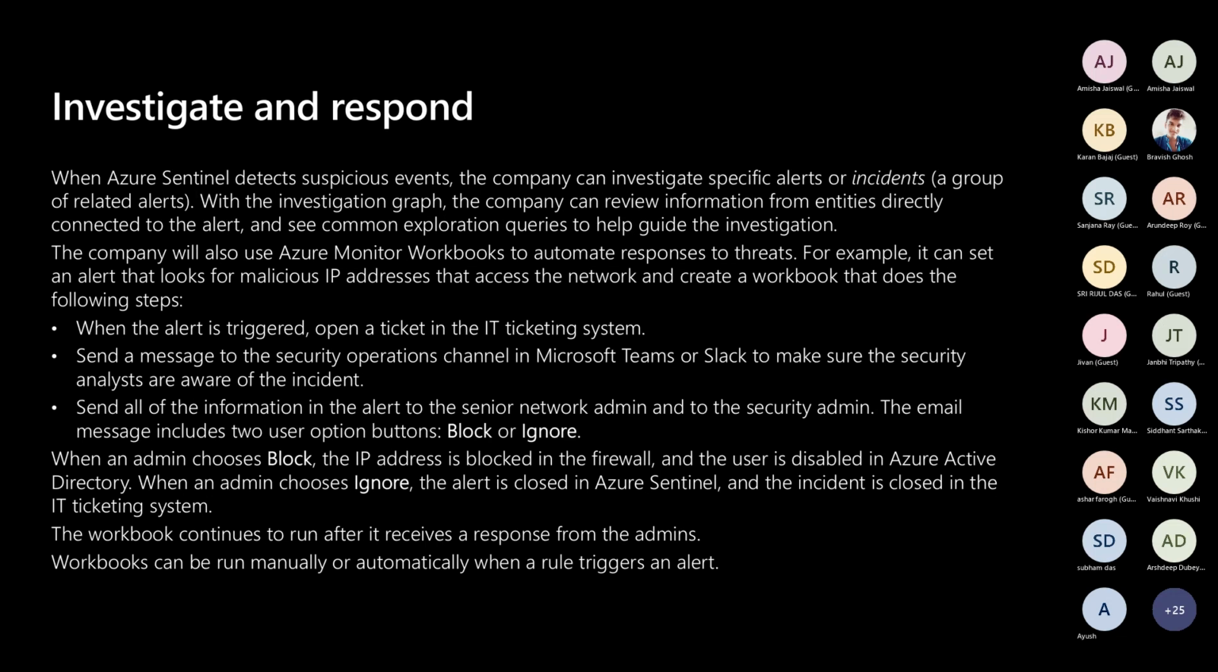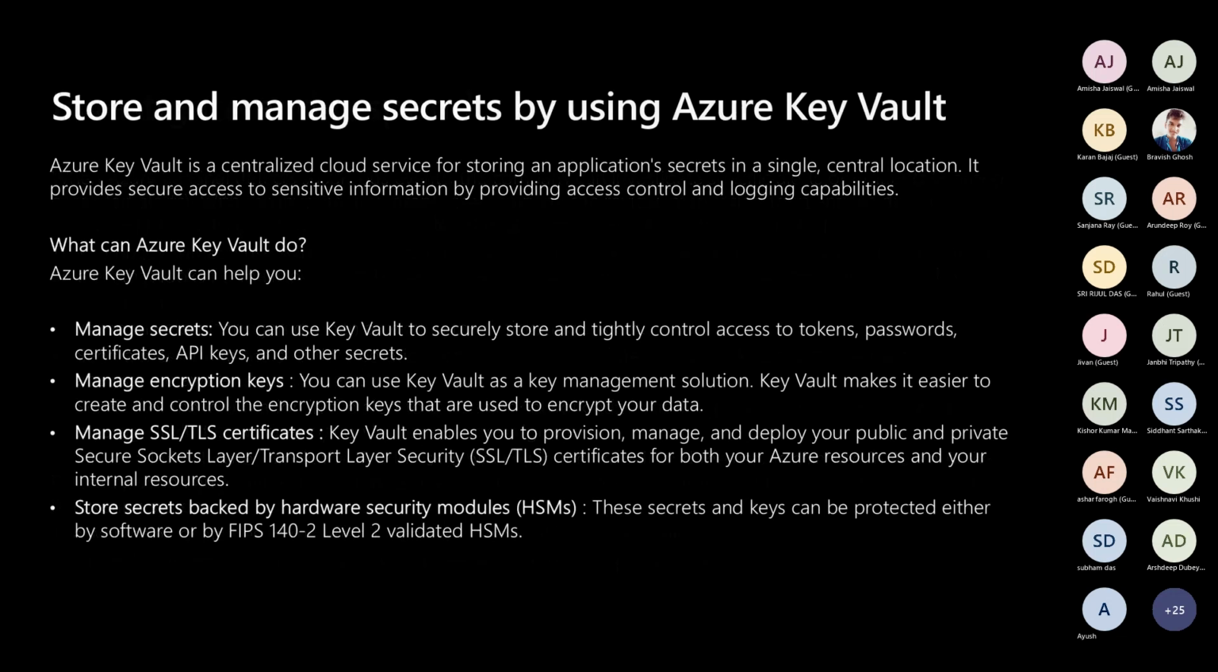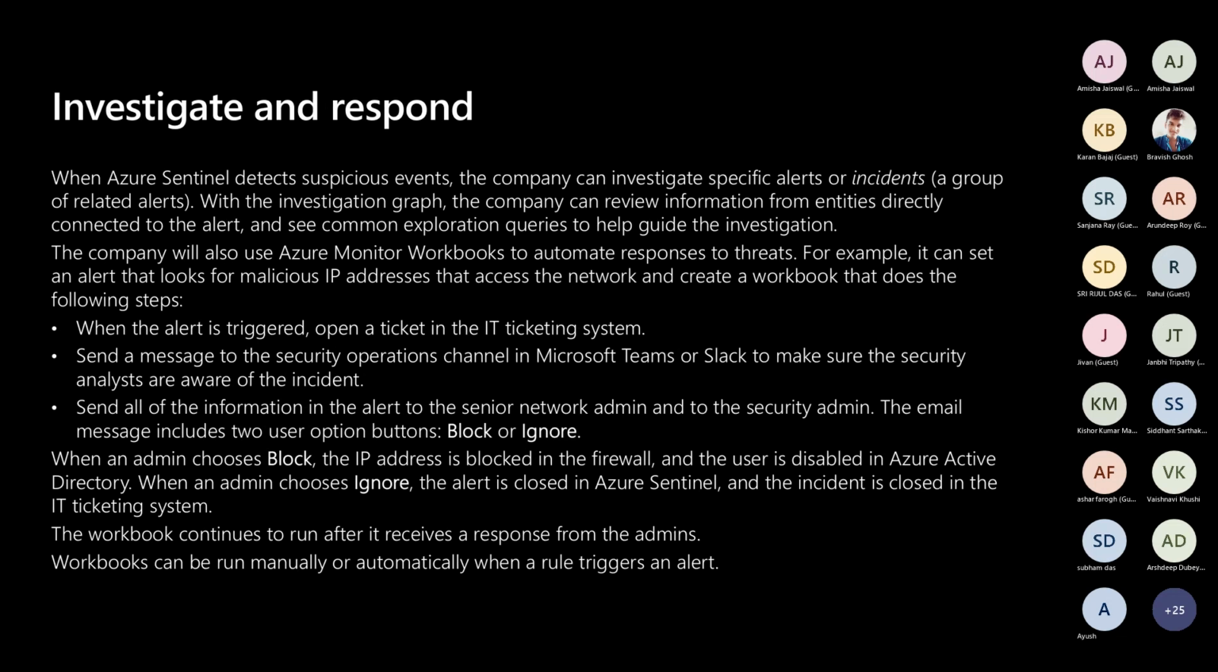When an admin chooses block, the IP address is blocked in the firewall and the user is disabled in Azure Active Directory. When an admin chooses ignore, the alert is closed in Azure Sentinel and the incident is closed in the IT ticketing system. The workbook continues to run after it receives a response from the admins. Workbooks can be run manually or automatically when a rule triggers an alert.